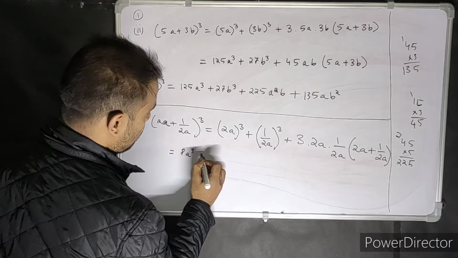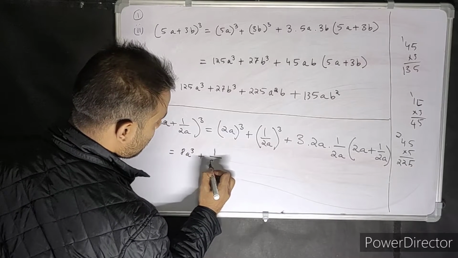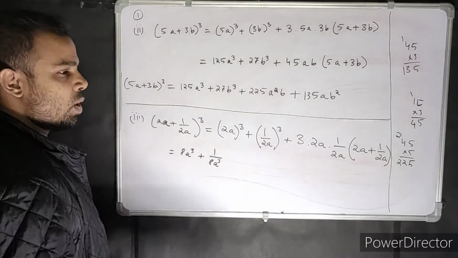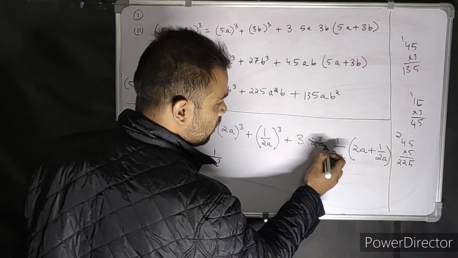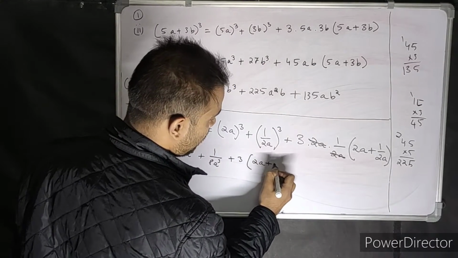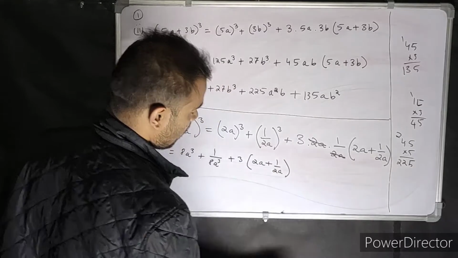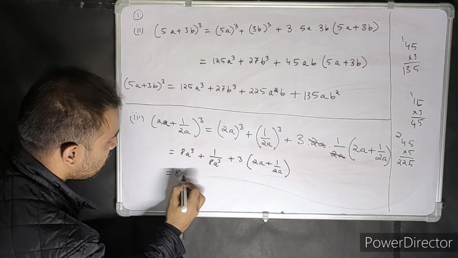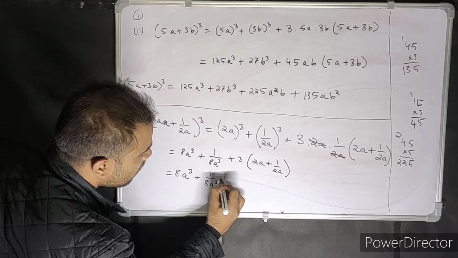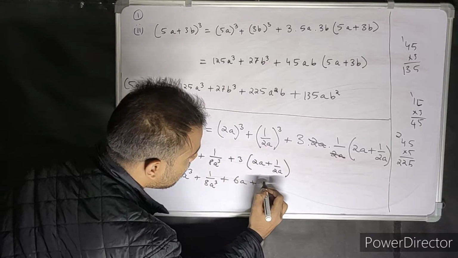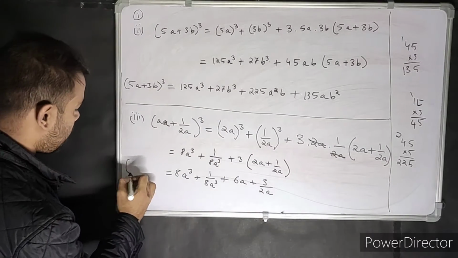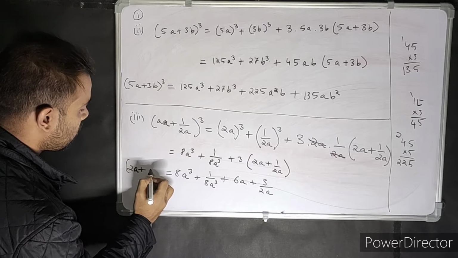8a cube plus 1 by 8a cube. 1 is multiplied 3 times. Even if you multiply 1 a hundred times, it will be 1. Cut that out. Plus 3, 2a plus 1 by 2a. Okay. Next, 8a cube plus 1 by 8a cube plus 6a plus 3 by 2a. Check it out. So, check the calculation.